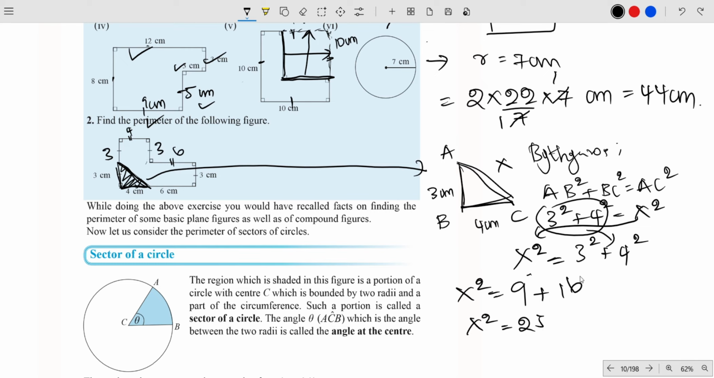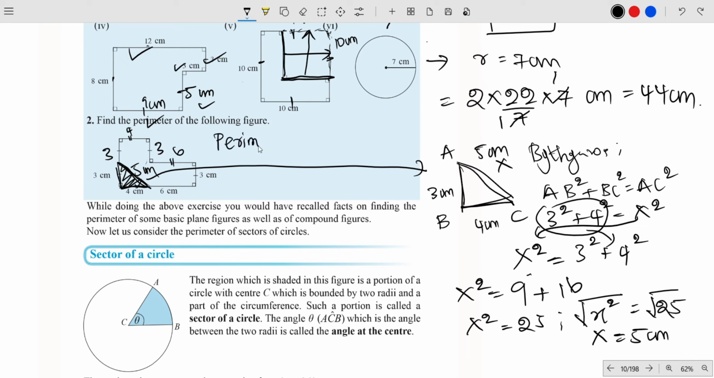So I am taking the square root on both sides. Square root of x squared, square root of 25. So the answer for x is equal to 5 centimeters. So this length will be 5 centimeters, and that's the length we had to find. So finally we can find the perimeter.